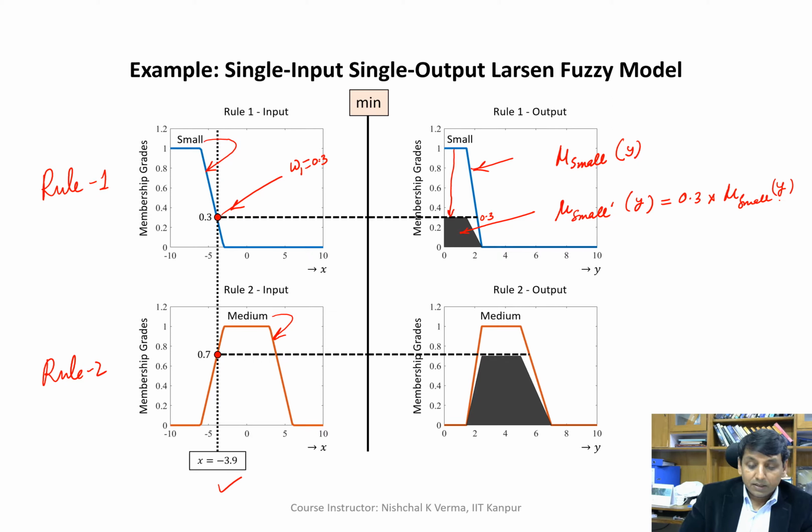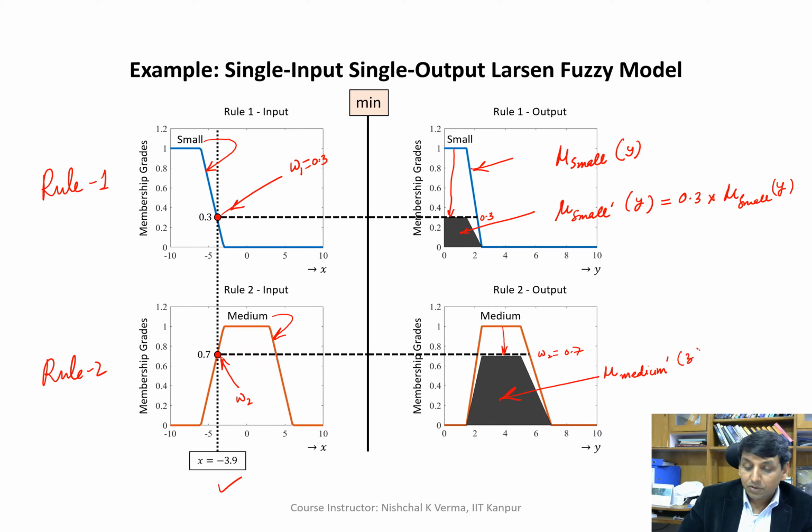So similarly here, when we apply rule number 2, we get the point of intersection as W2, and we scale down the height of the medium to W2, that means W2 is equal to 0.7. This is the outcome that we get, the scale down fuzzy set and the corresponding membership function. So let's call this medium dash.